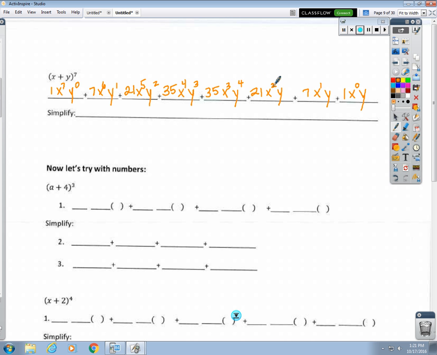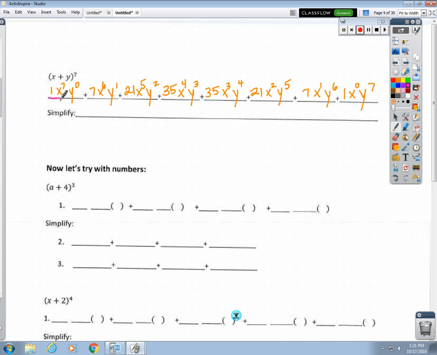Now, the reason it works like that is because, remember last Friday I was telling you that within each term, the exponents add up to the overall exponent of 7. 7 plus 0 is 7. 6 plus 1 is 7. 5 plus 2 is 7. 4 plus 3 is 7, and so on. If your exponents within the term do not add up to your exponent from the question, something's not right. On the next line, you're going to simplify.